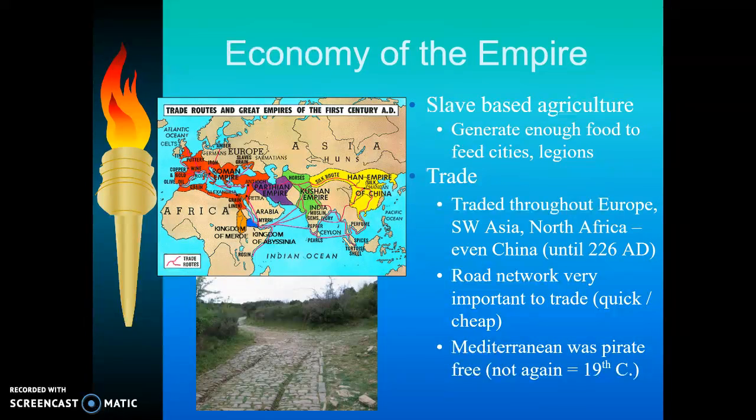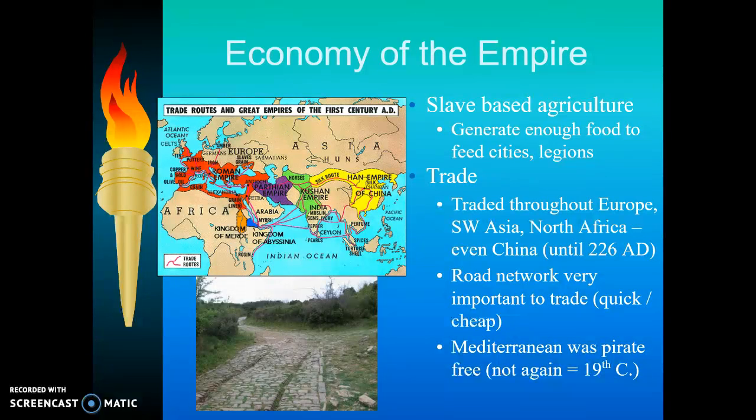The economy of the empire was slave-based, agriculture predominate. The goal here was to generate enough food to feed the cities and feed the legions. Trade was the lifeblood of the empire.